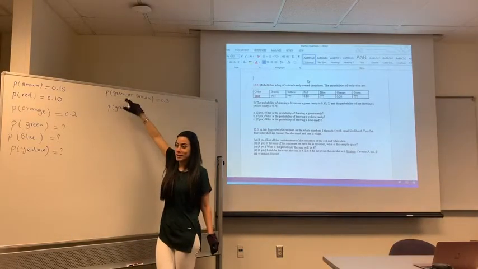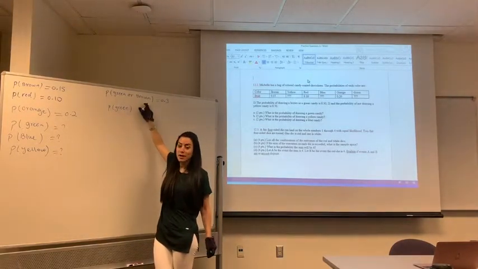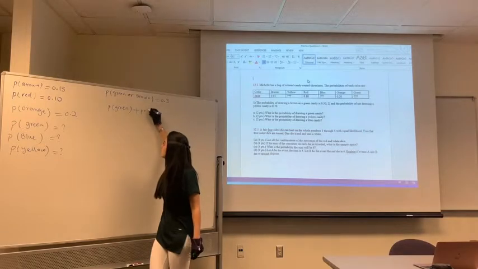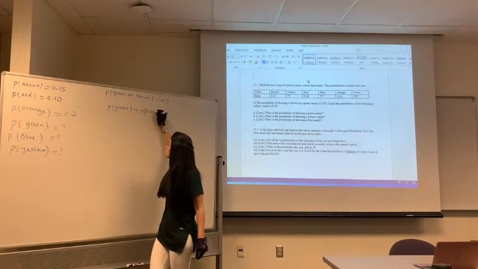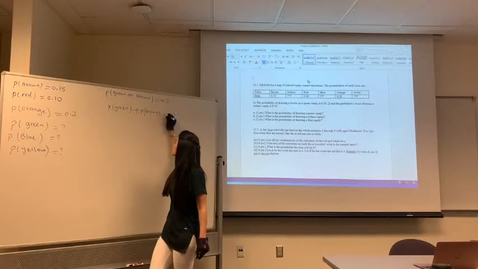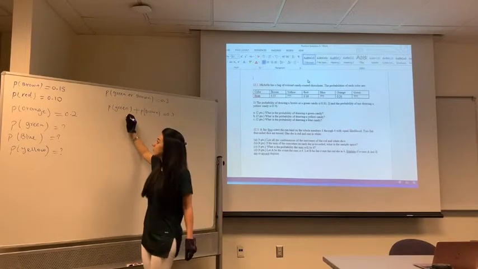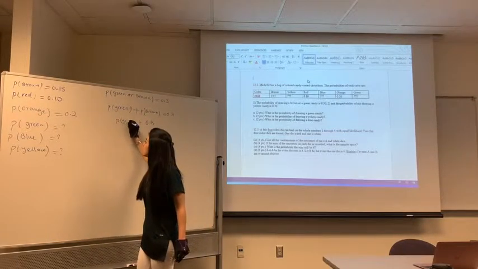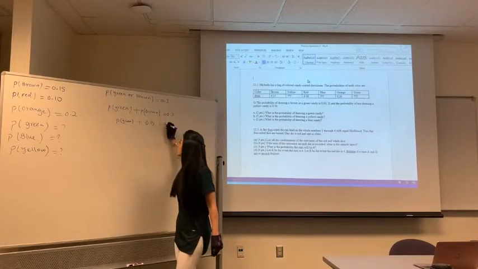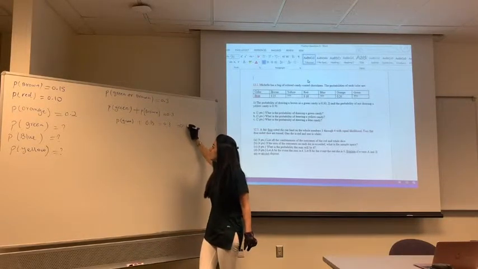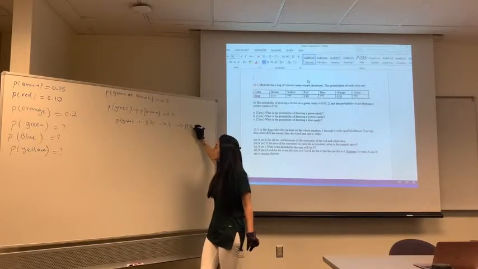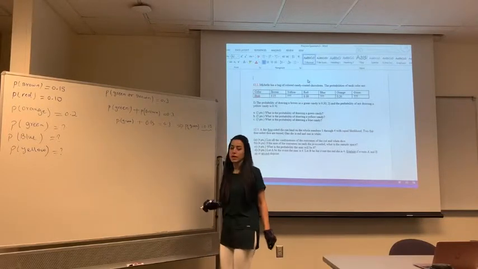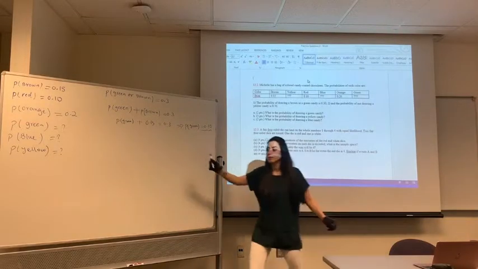So, okay, listen. Instead of probability of green or brown, we can write down probability of green plus probability of brown equal to 0.3, correct? So now what do we have, this one or this one? This one. 0.15 plus, we don't have this one yet, equals 0.3, right? And then from here you will know the probability of green is 0.15.